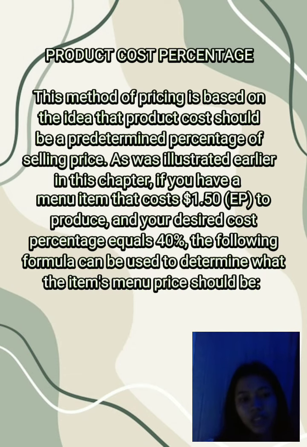Product cost percentage. This method of pricing is based on the idea that product cost should be a predetermined percentage of selling price. As was illustrated earlier in this chapter, if you have a menu item that costs $1.50 to produce and your desired cost percentage equals 40%, the following formula can be used to determine what the item's menu price should be.